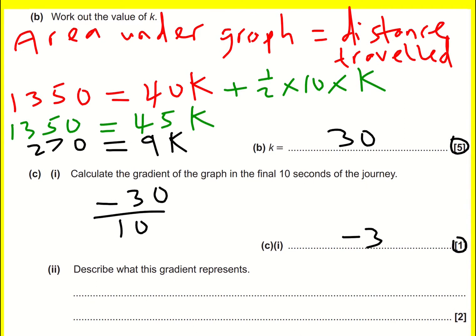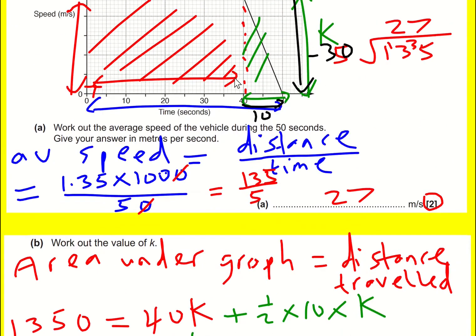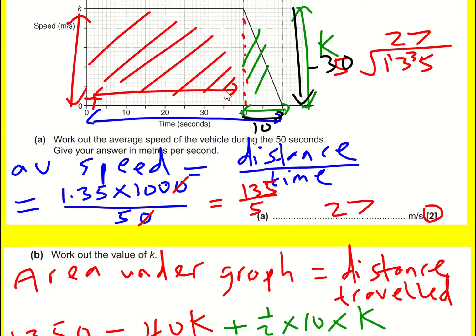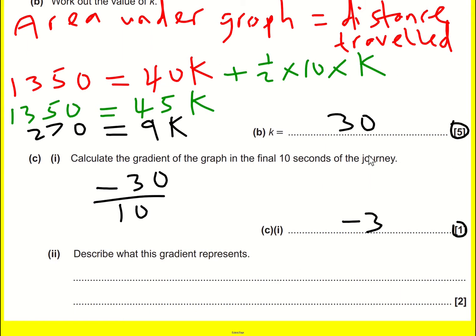Describe what this gradient represents. Well, it's a gradient of -3. Okay, what have we done here? We've done rise divided by run, which is speed over time. Just like average speed is distance over time, or if you're going at constant speed, actually speed is distance over time always. If I have a constant gradient and I'm doing speed divided by time, that becomes the acceleration. So it describes the acceleration.